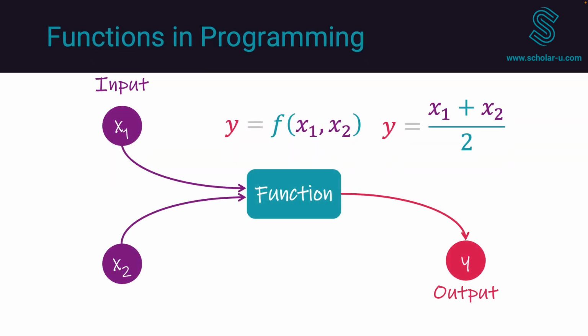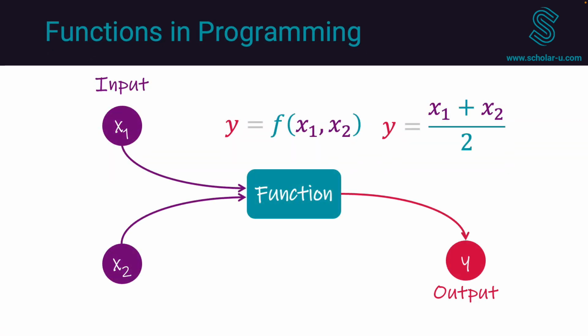Functions have also been expanded into programming languages. For example, we can have a function that calculates the average of two or more numbers. In this case, it receives the input of x1 and x2 and the function adds them up and divides it by the number of inputs that it has, in this case 2, which produces the average as an output.